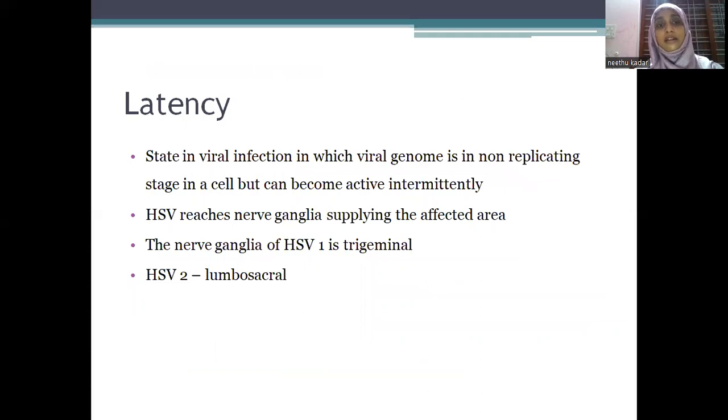The next stage is the latent stage, a viral infection in which the viral genome is in a non-replicating stage in the cell but can become active independently. HSV reaches the nerve ganglia supplying the infected area. The nerve ganglion for HSV1 is the trigeminal ganglion, and for HSV2 it is the lumbosacral ganglion.